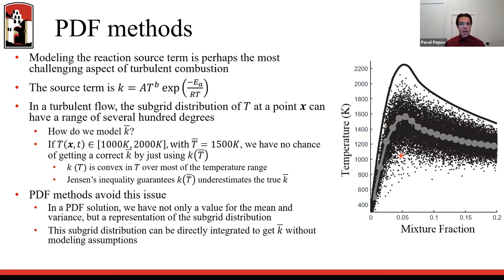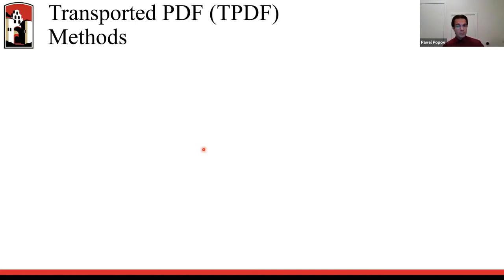plot. And this subgrid distribution can be directly integrated to get the average reaction source term without modeling assumptions and without having to plug in the average temperature. So this is why PDF methods are so attractive in combustion.